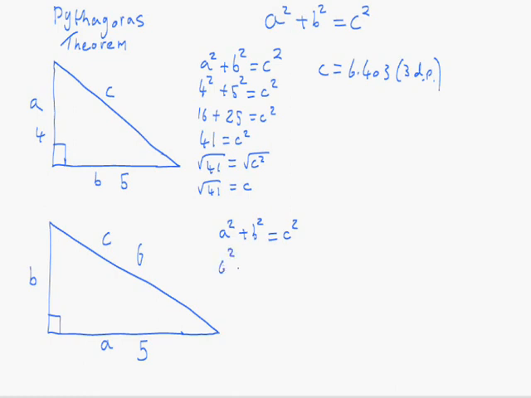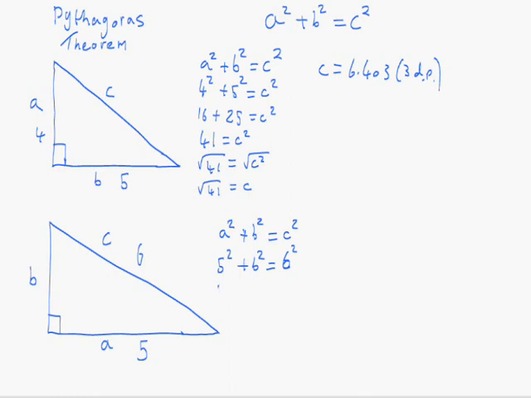6 squared plus B squared. No, sorry, that's wrong. We've got 5 squared plus B squared is equal to 6 squared. Now, hang on a minute, we've got B squared on the wrong side. How do we deal with this? Well, if we subtract 5 squared from both sides, then we're left with B squared on one side on its own, which is what we want.